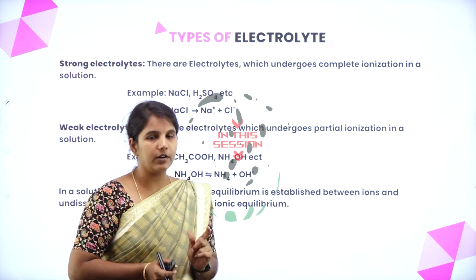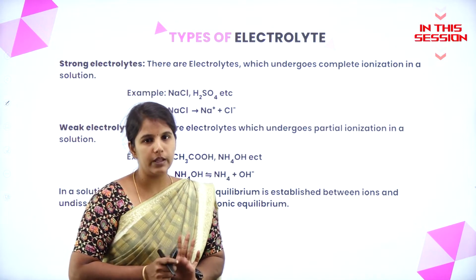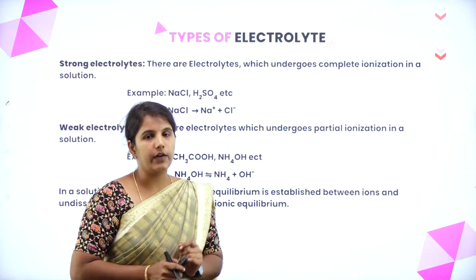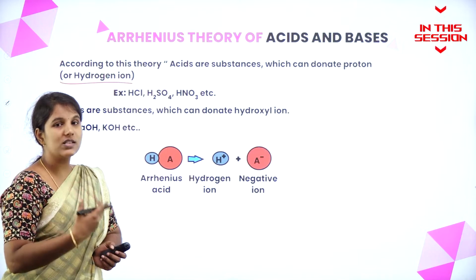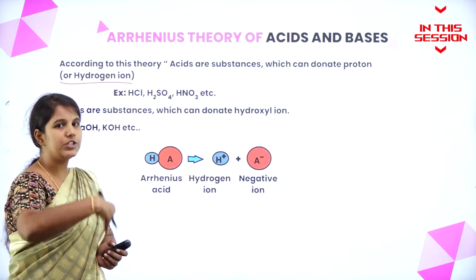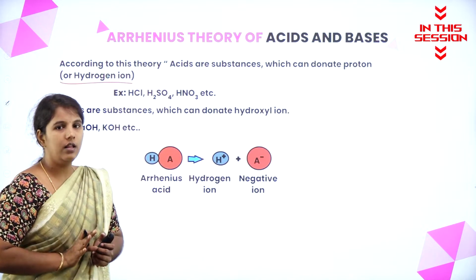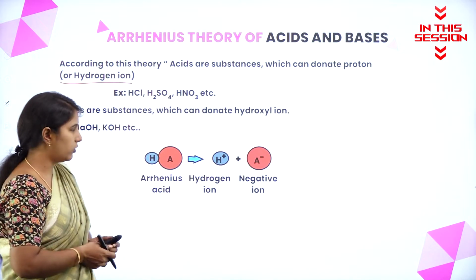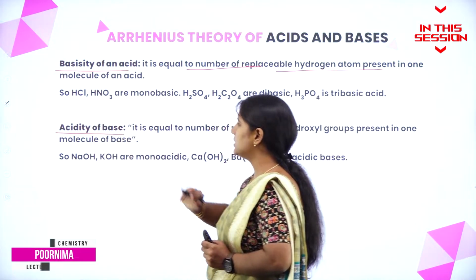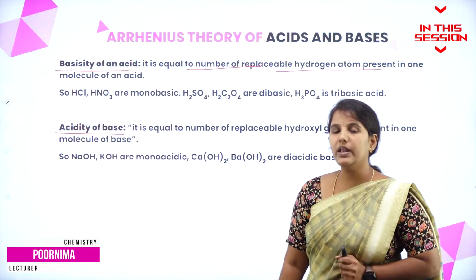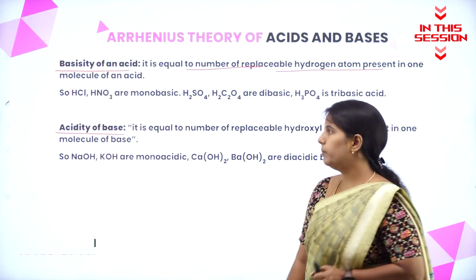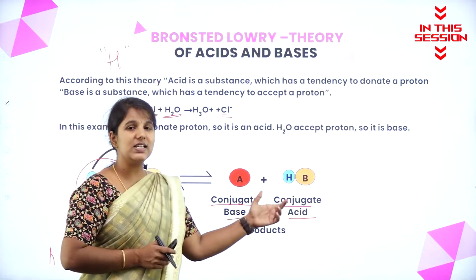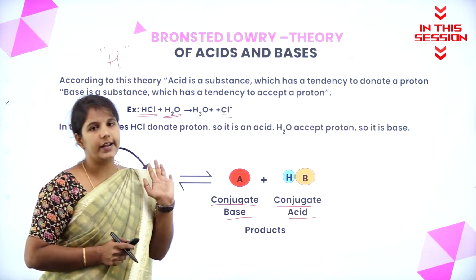About the types of electrolyte, there are only two types: one is strong electrolyte and the other is weak electrolyte. According to Arrhenius, what is an acid? An acid is a substance which has the capacity to donate H plus ions, or protons. In HCl as well as in HNO3, how many replaceable hydrogens are there? Only one. Hence it is monobasic in nature. When a substance accepts a proton, it becomes a conjugate acid.